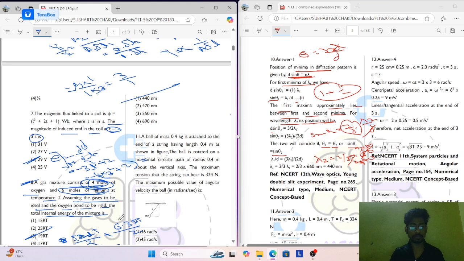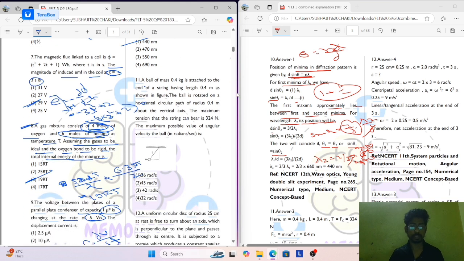A ball of mass m attached to the end of a string having the length 0.4 meter as shown in the figure. The ball is rotated on a horizontal circular path of radius r about the vertical. The maximum tension of the string that can bear is 324. The maximum possible angular velocity, omega, we have to calculate. Mass is given, length is given. This is the length, 0.4 meter. Mass is here 0.4 kg. Radius of the path is 0.4 meter also. The maximum tension T is given.